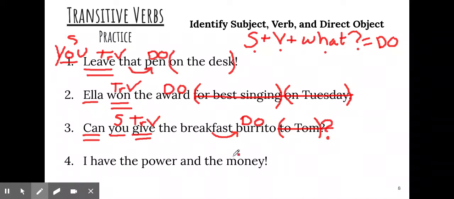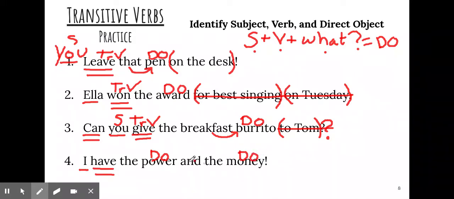I have the power and the money. That's a lie. I don't have the power or the money. But if we needed to find a subject, we would say I is the subject, have is an action verb, and then we just plug in I have what? I have power. Not really. I have money. Definitely not.